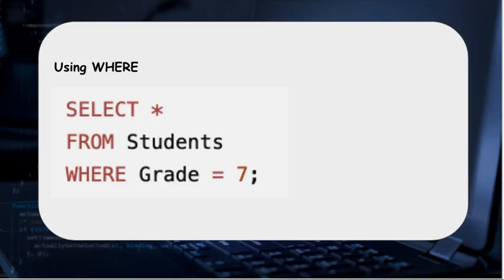Where allows us to filter. So this is going into a little bit more detail. When you are going through Amazon, you can select filters and you can change price, you can change other things. So this is going to select all from students where the grade is 7.